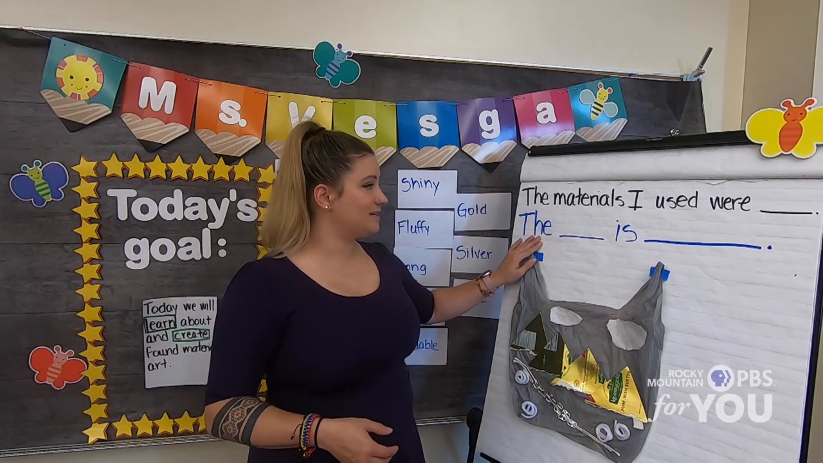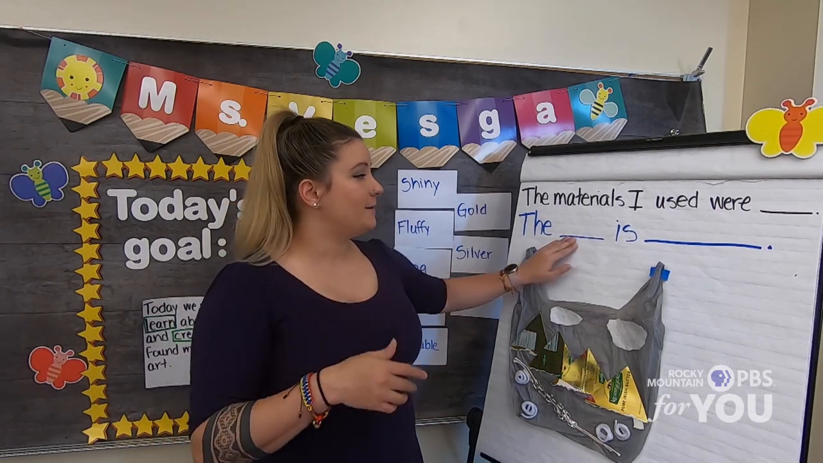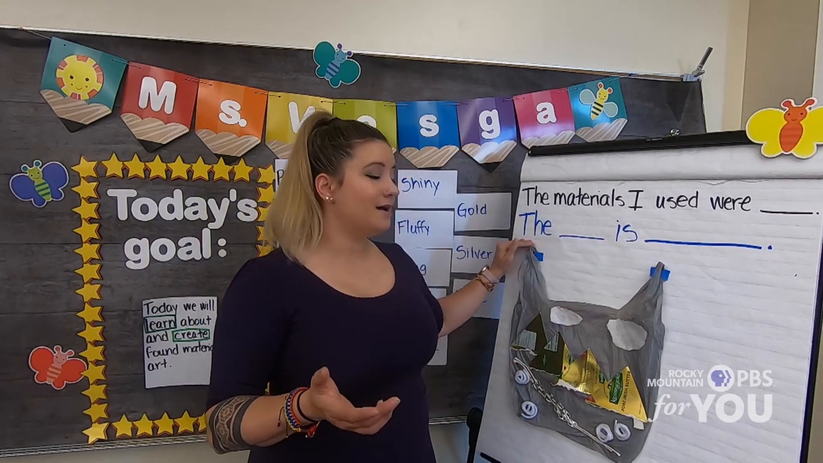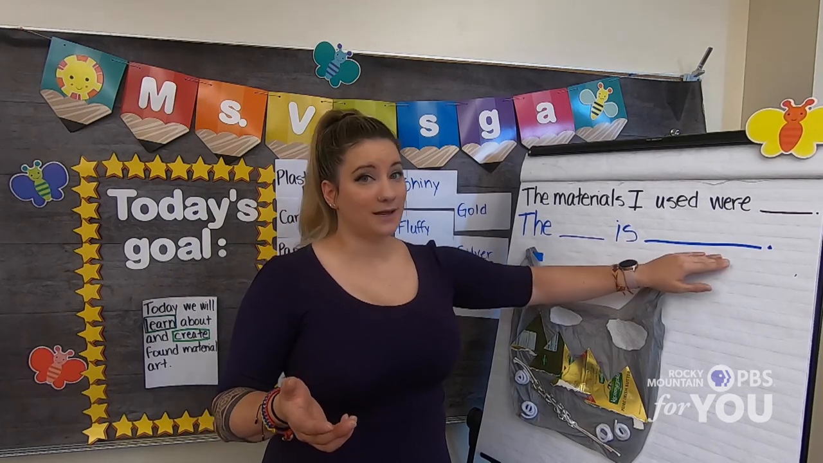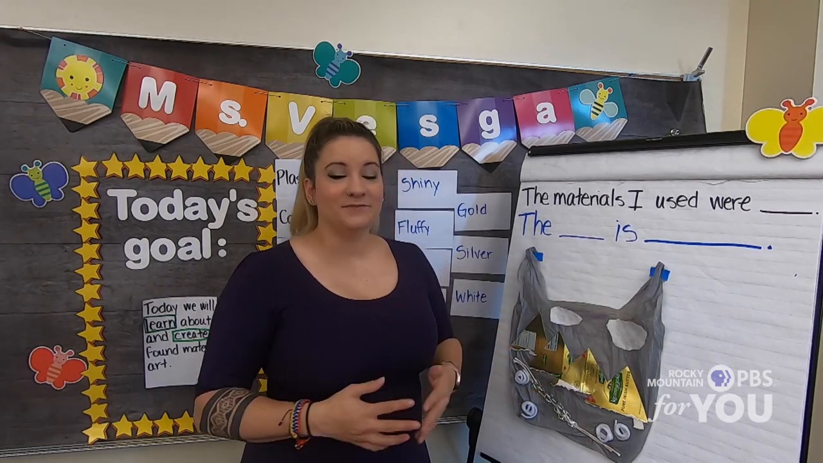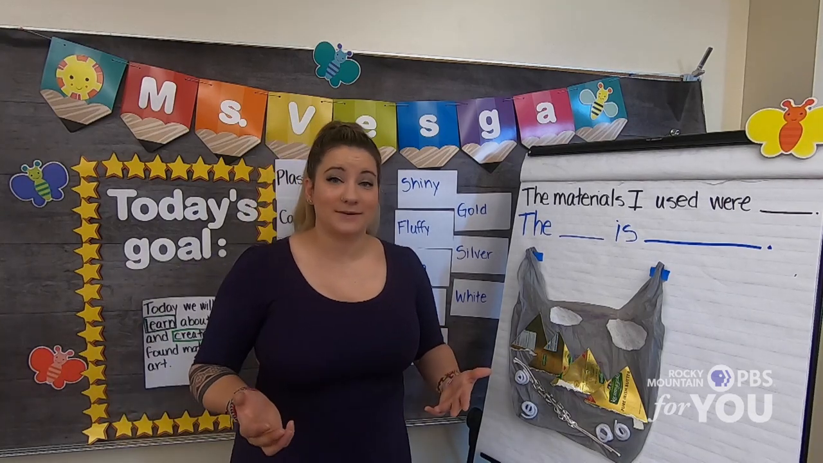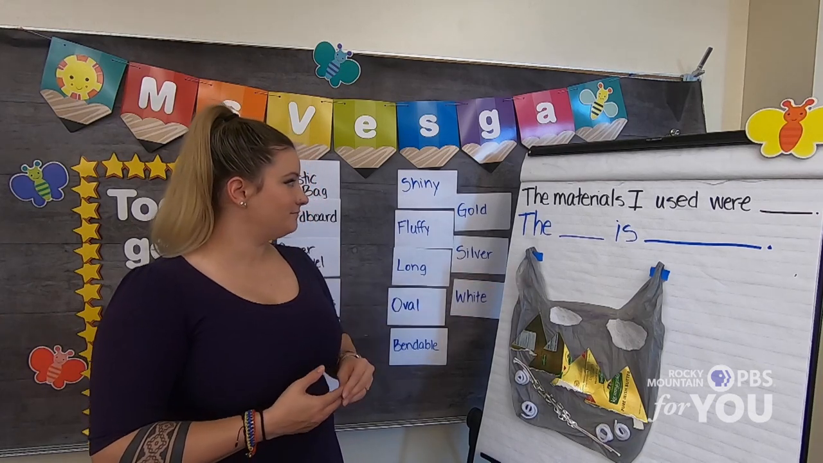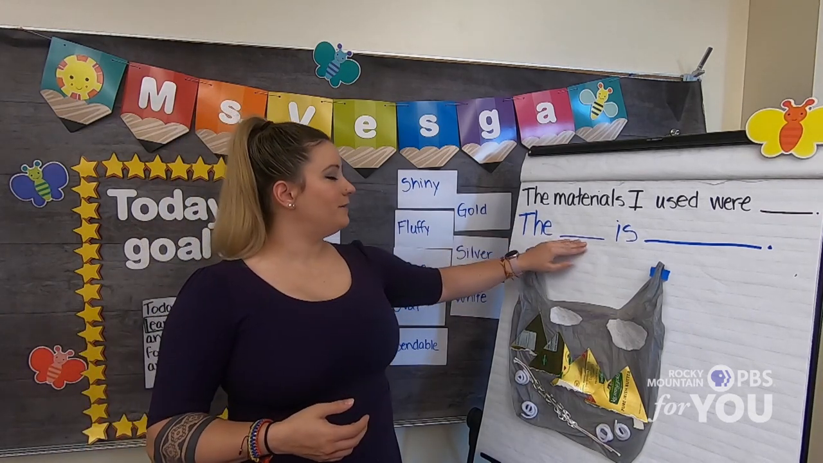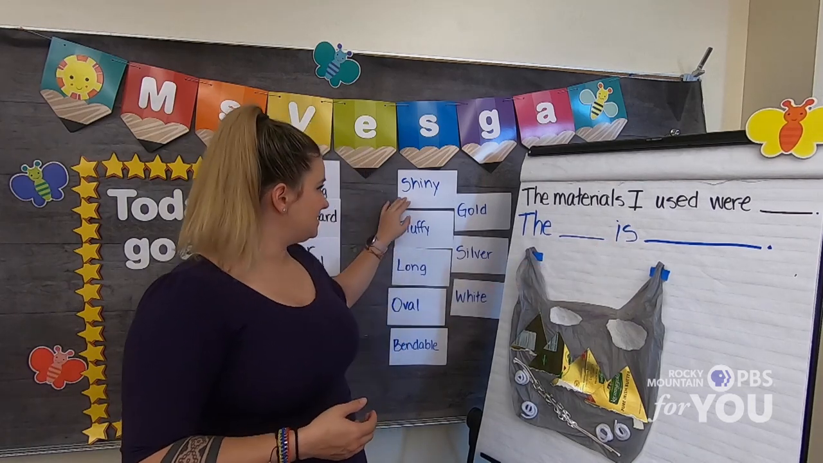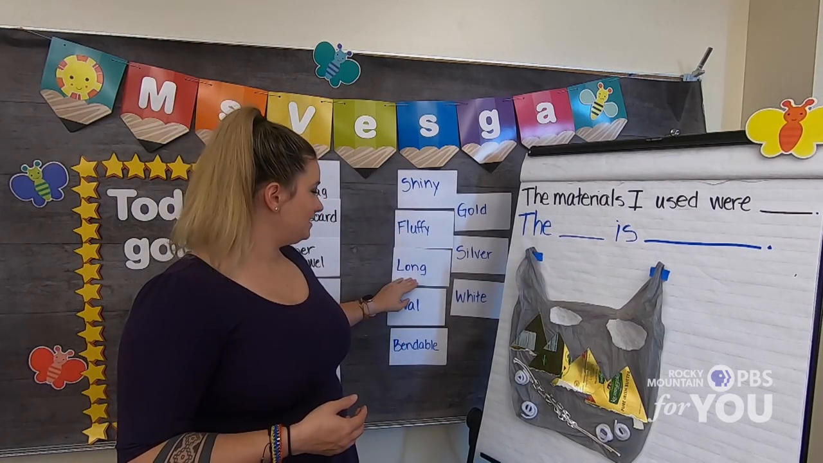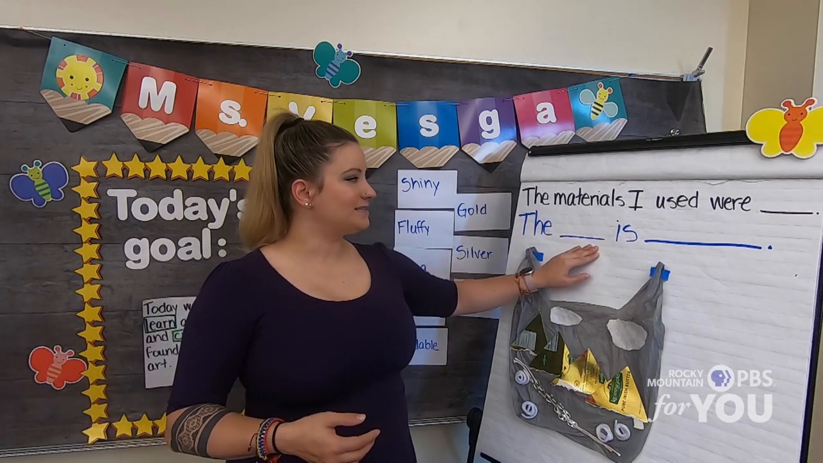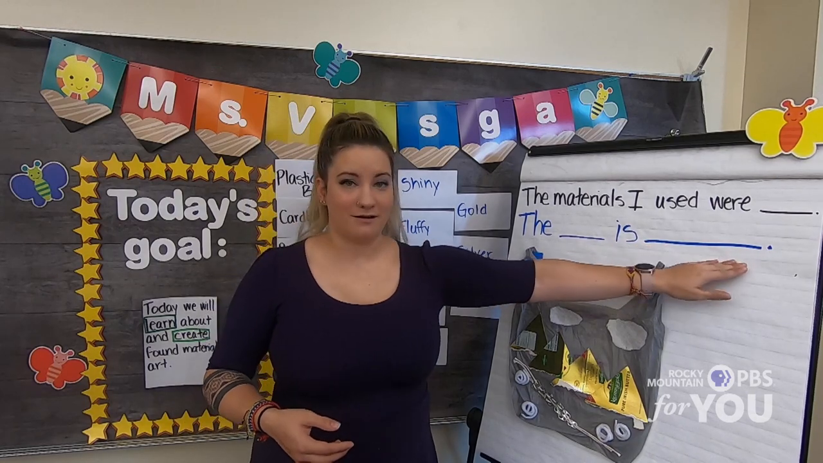Let's do our sentence one more time. Listen to me say it. The pipe cleaner is bendable. Your turn. Very nice. Let's pick a different material and describe that material. Let's pick the plastic bag. The bag is, let's see, is it shiny, fluffy, long? It's long. The plastic bag is long.